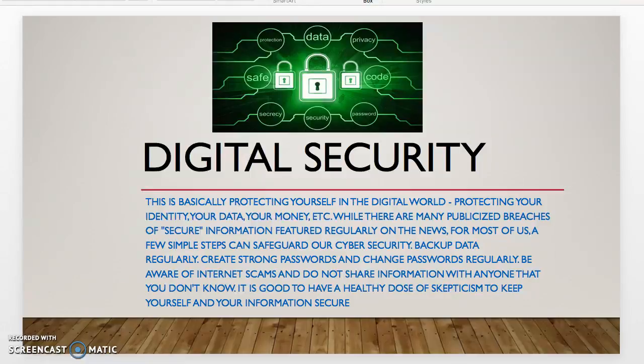Back up data regularly, create strong passwords, and change passwords regularly. Be aware of internet scams and do not share information with anyone that you don't know. It is good to have a healthy dose of skepticism to keep yourself and your information secure.